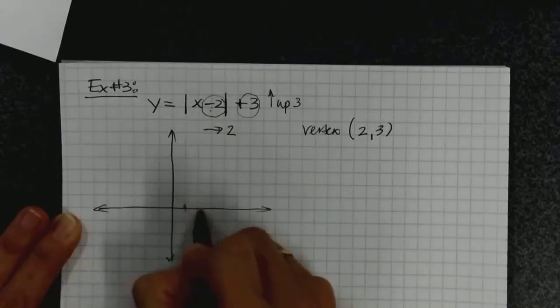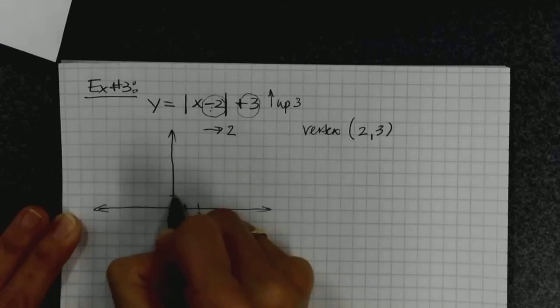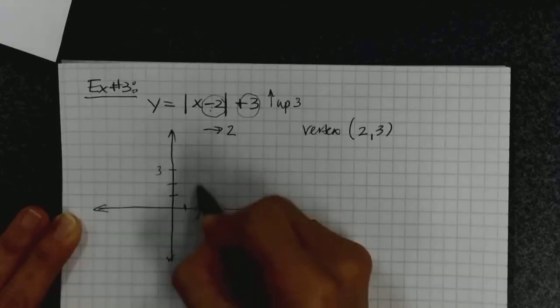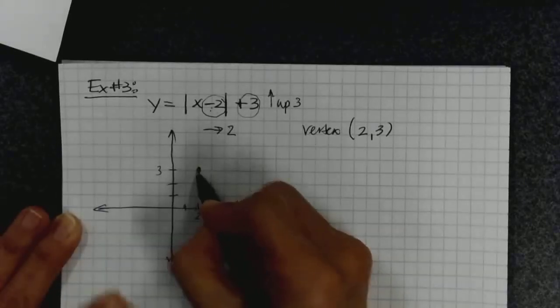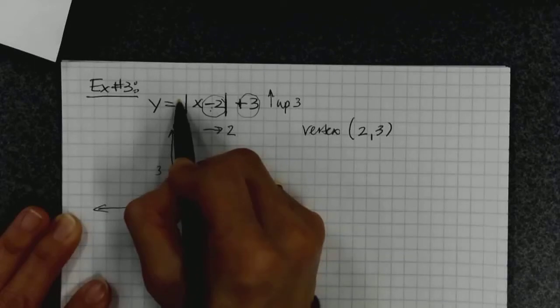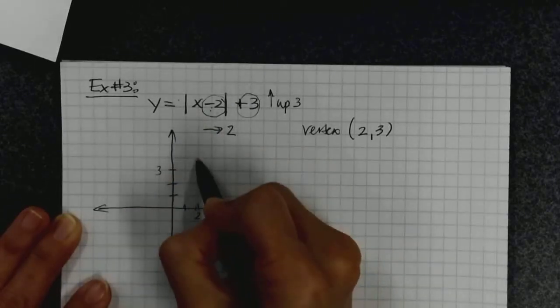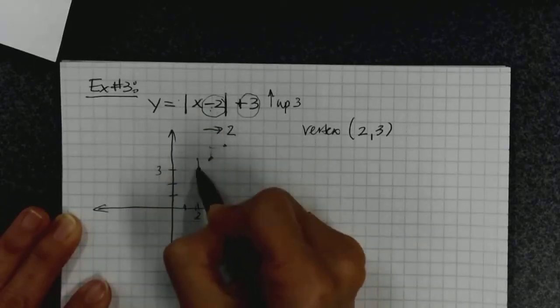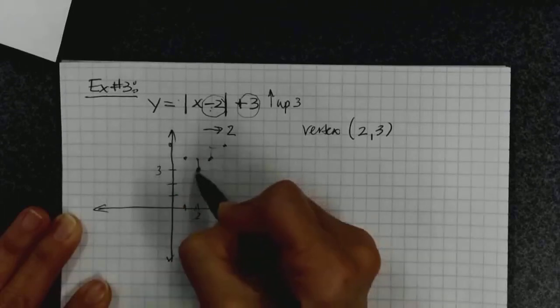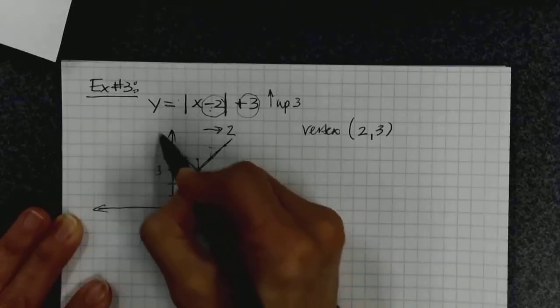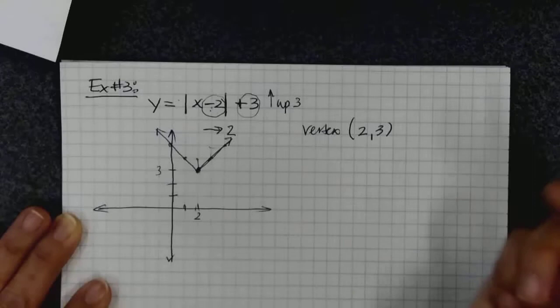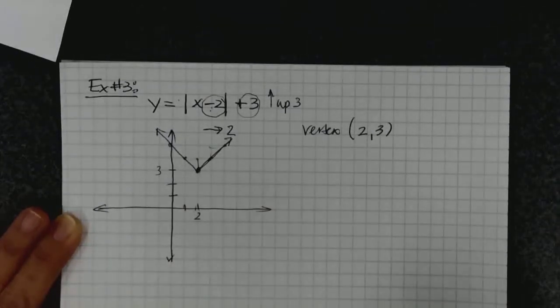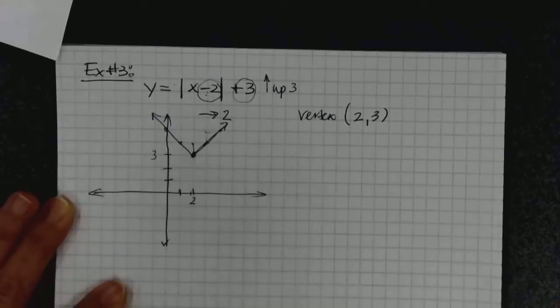So my graph would look like this. So right 1, 2, and then up 1, 2, 3. So there's the vertex, and because this is a positive absolute value, I go up 1 over 1, up 1 over, and then right this way, and it's an upright V that looks like this, and that will be the translation of this graph.